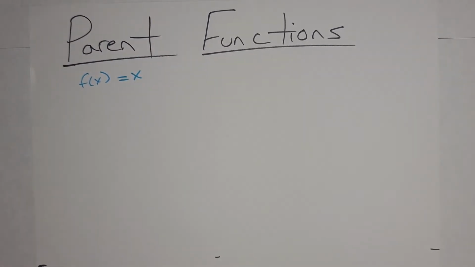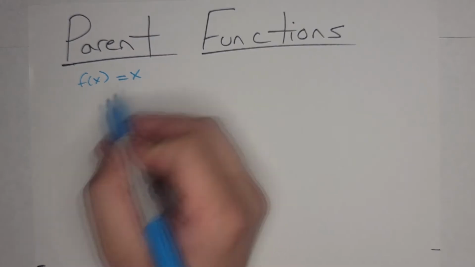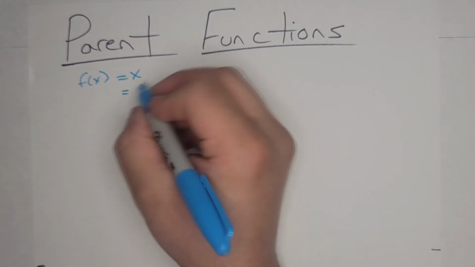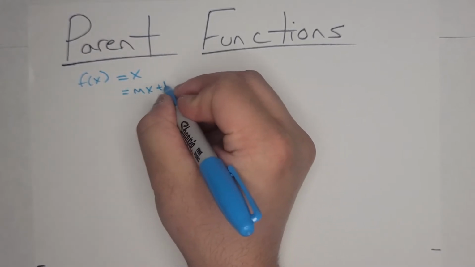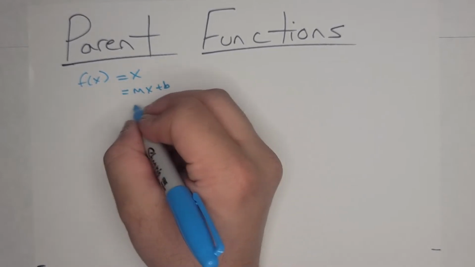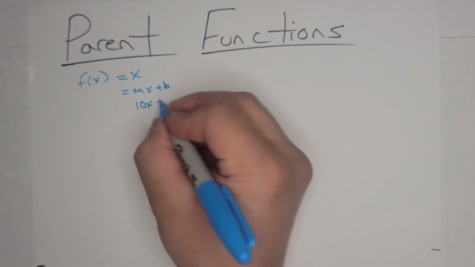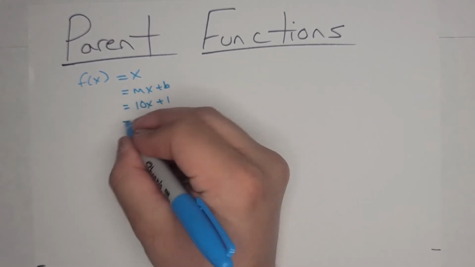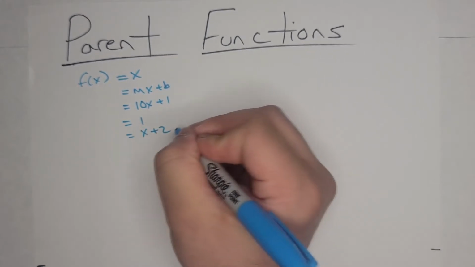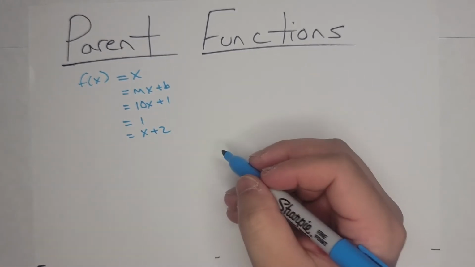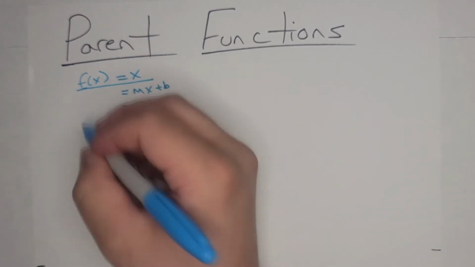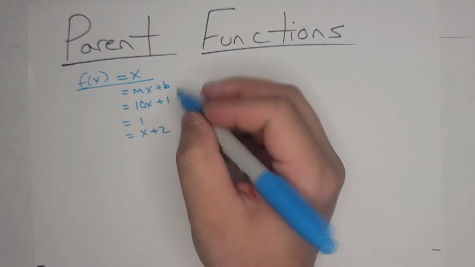That would be considered a parent function because from this we can make a whole bunch of functions. We can do mx plus b, like any kind of format with a slope and a y-intercept. We can do 10x plus 1, x plus 3 or 2. This is what's considered a parent function, and from that we can create all kinds of child functions.